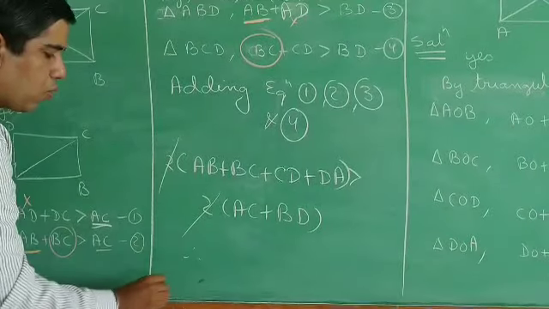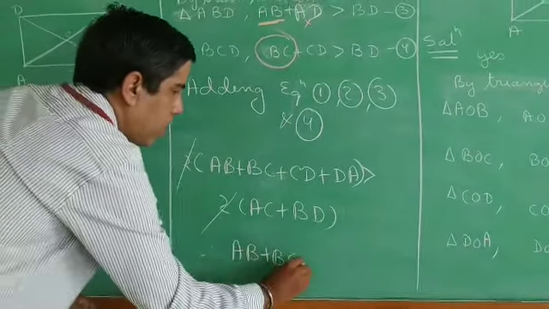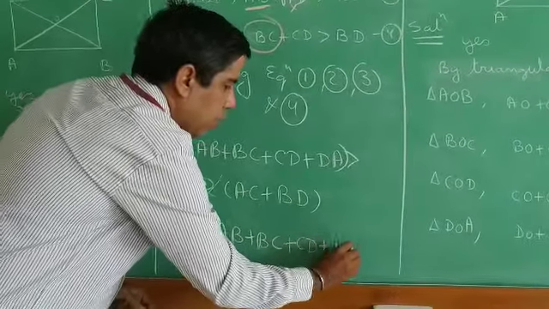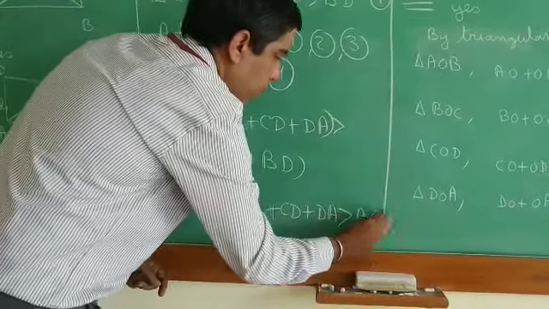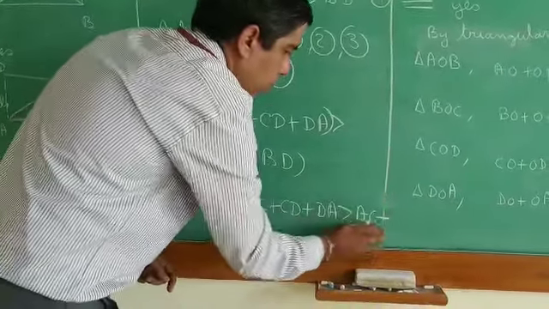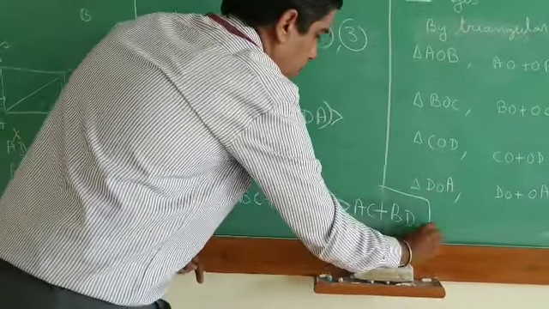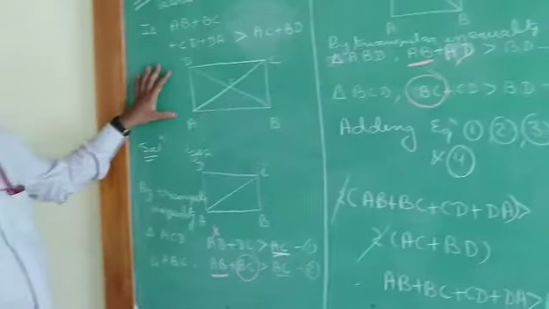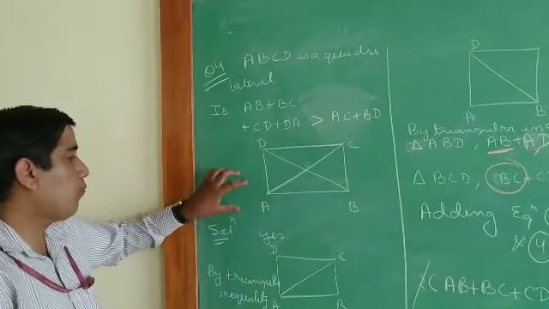Therefore we get the required result that AB plus BC plus CD plus DA is greater than AC plus BD. You can see now, I have proved it just now and it is true. Let me explain once again to you.